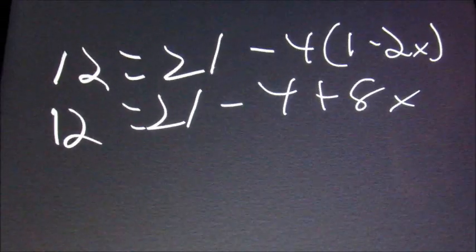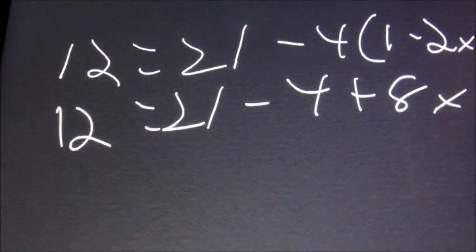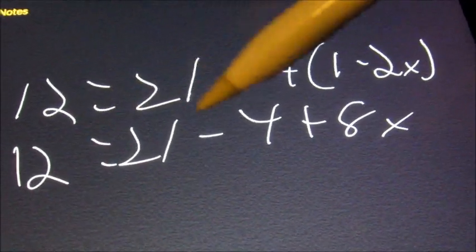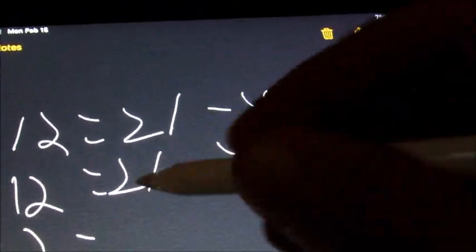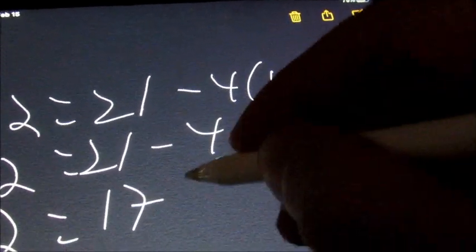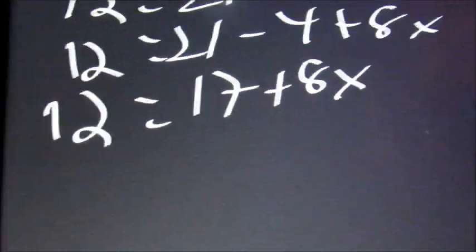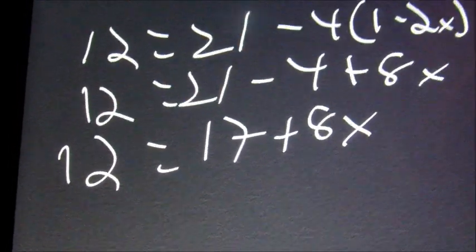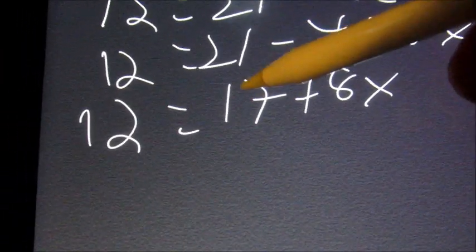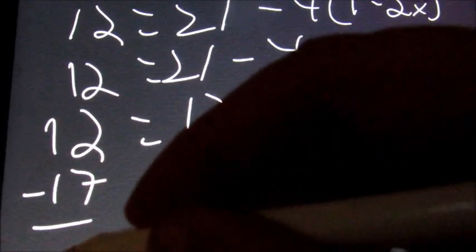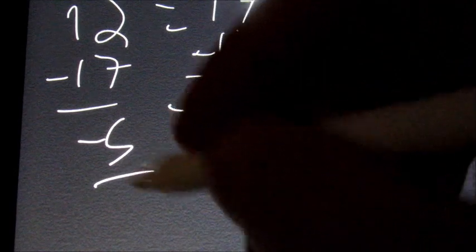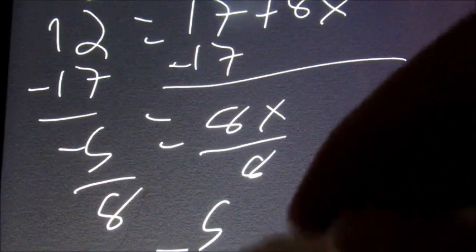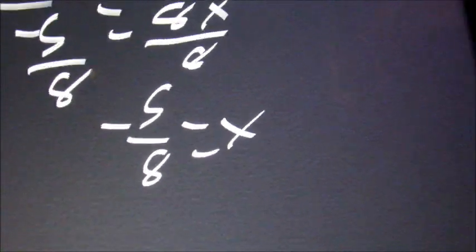Now the next step is to combine like terms on each side of the equal sign. Make sure you do them in these steps. It'll make things easier for you. So before you move any of these numbers over, do the 21 minus 4. So we're going to still have 12 equals 21 minus 4 is 17 plus 8x. Now, we don't have any like terms to combine, so we have a plus 17, so we're going to subtract 17 from both sides. And we're going to be left with negative 5 equals 8x. And finally, we're going to divide both sides by 8. So we're going to get negative 5 over 8 equals x.